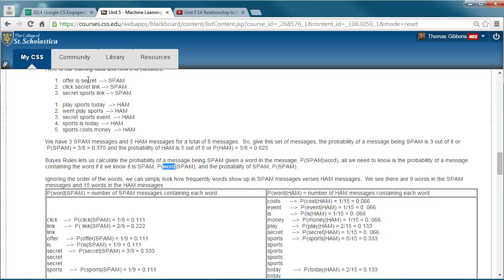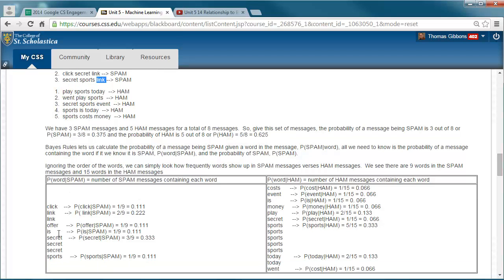We can look up here and say, so here, in fact, we see link is in 2 of these 3 words. So the probability given a spam message that it will contain the word link is 2/3. So we've created this big table here and calculated all these probabilities.